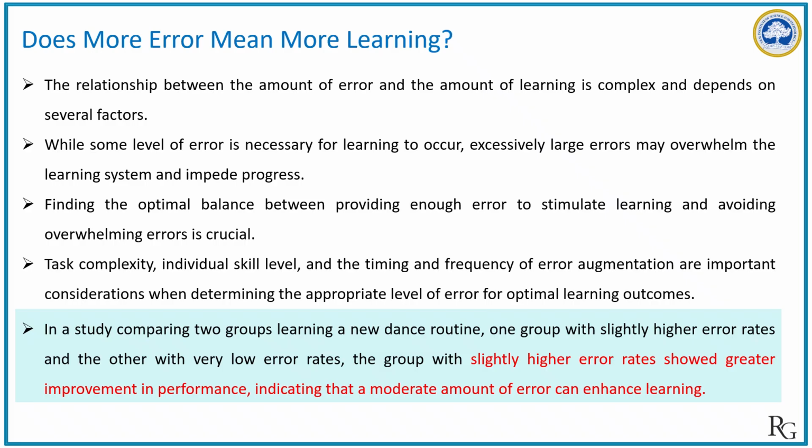If we take an example, let's say a study comparing two groups learning a new dance routine. One group experienced slightly higher error rates during training, while the other group had very few errors. The results are very interesting. The group with moderate errors showed greater improvement over time. This suggested that a moderate level of challenge is enough to activate the correction mechanism, but not enough to cause failure, leading to better learning outcomes.